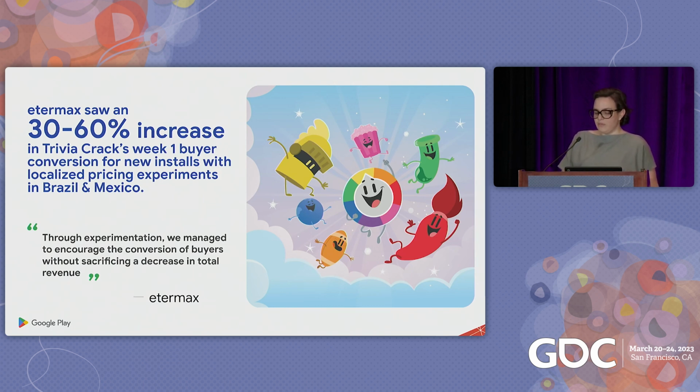This increase in buyer conversion drove between 30 and 60% increase in week one buyer conversion from new installs. We have heard from developers that being able to understand localized pricing is one of the easiest and perhaps one of the most pressing ways you can just add that extra revenue boost because you're able to tailor to different economic realities and different currencies. And so this is something that we're really excited about.